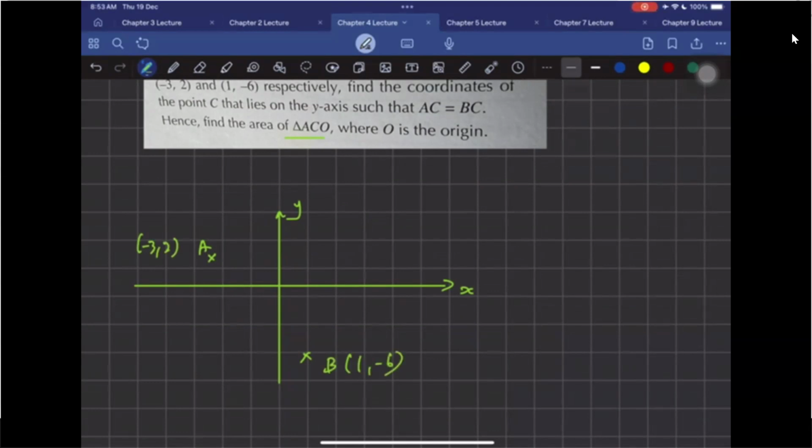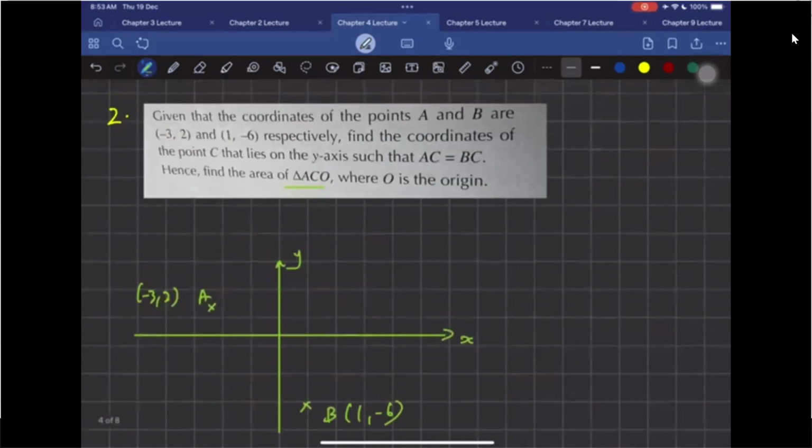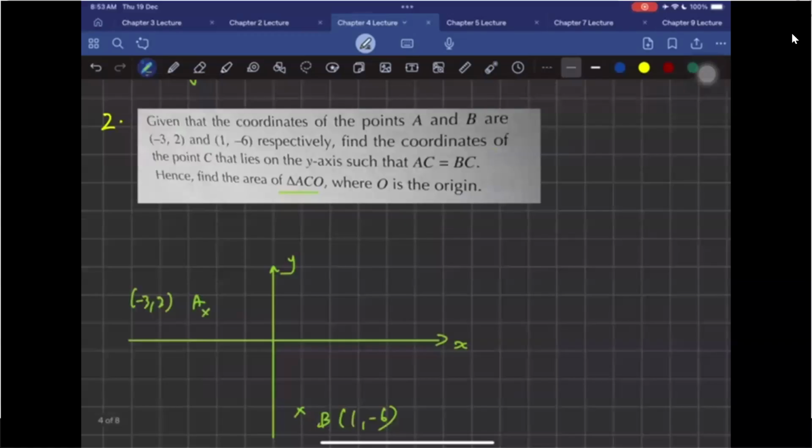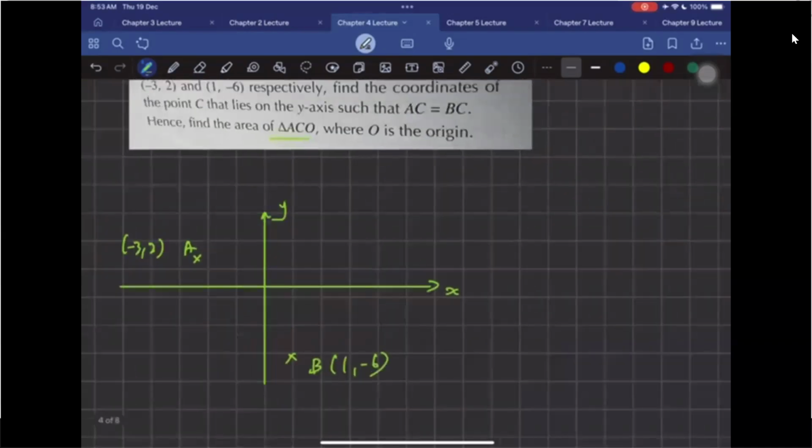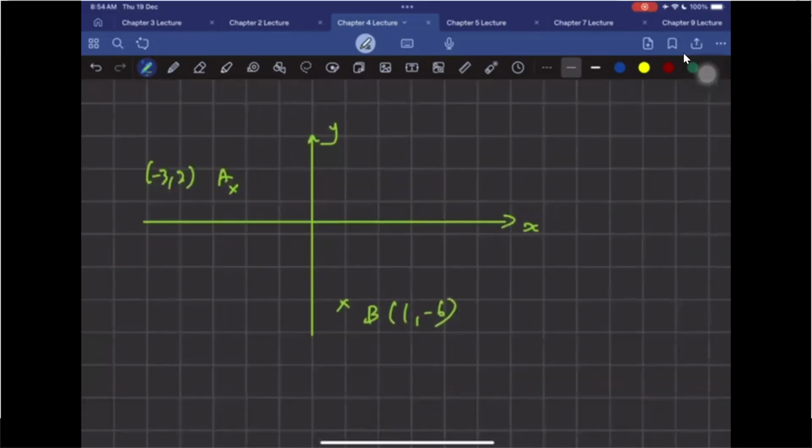So find the coordinate of point C that lies on the y-axis such that AC is equal to BC. Okay, so for this you gotta use your concept of line segment. So now let's take a look.